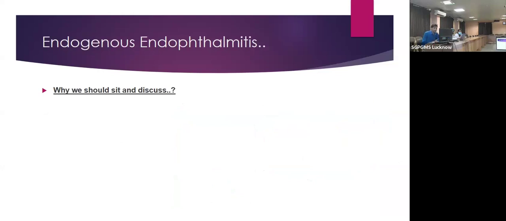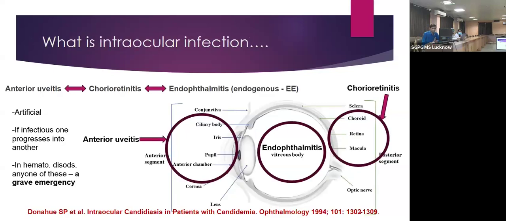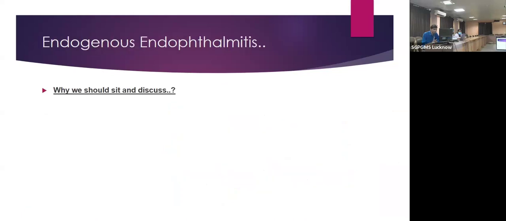Now I am coming directly to endogenous endophthalmitis. That is the most common type of endophthalmitis found in systemic diseases. Others are traumatic and post-operative. Post-operative means after cataract surgery; that is not the topic of discussion today, that is an entirely different thing. We are concerned about endogenous endophthalmitis that spreads through the bloodstream.